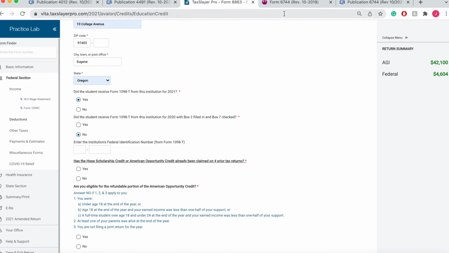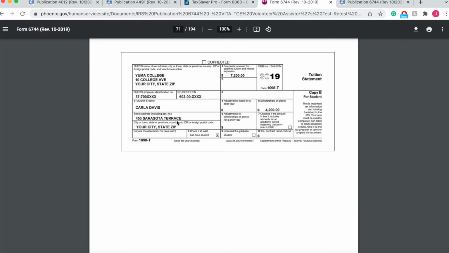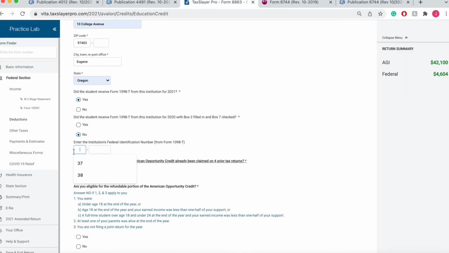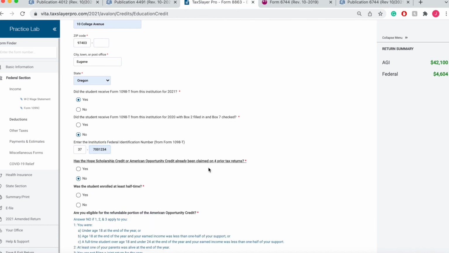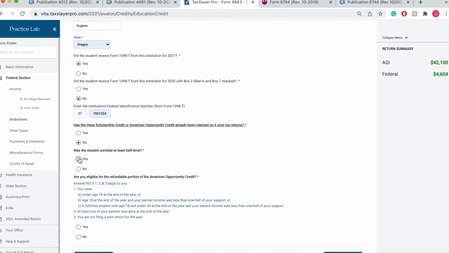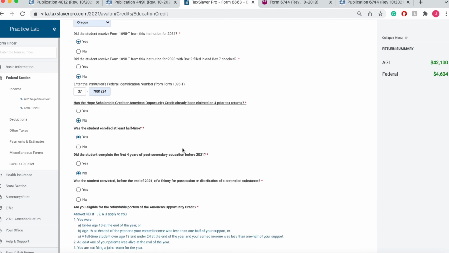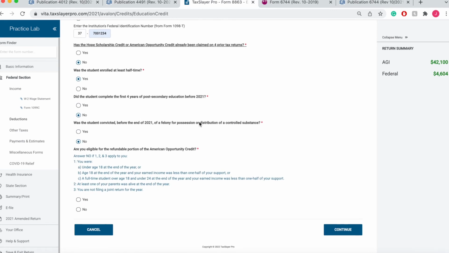Enter the institution's federal identification number. There it is. Okay, so 377001234. Nope, we haven't claimed that. Yes, the student was enrolled at least half time. No, we know it from the interview. No, they weren't convicted of possession of a controlled substance. Are you eligible for a refundable portion of the American Opportunity Credit? Answer no if 1, 2, or 3 apply to you. You were under the age of 18 at the end of the year. No, they were lower than that.